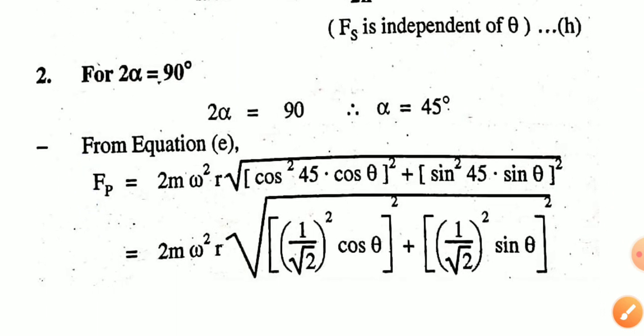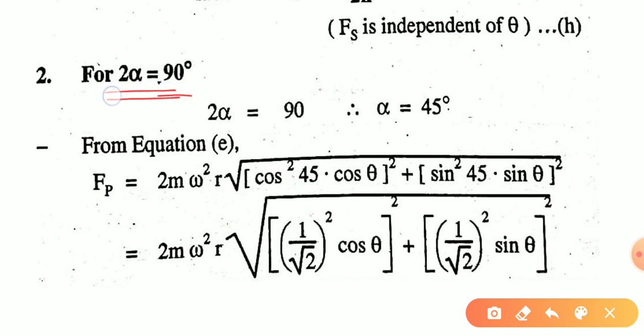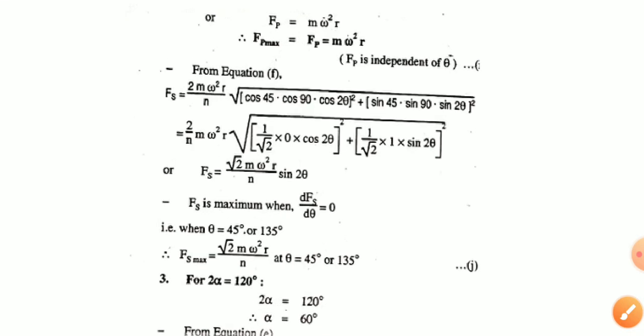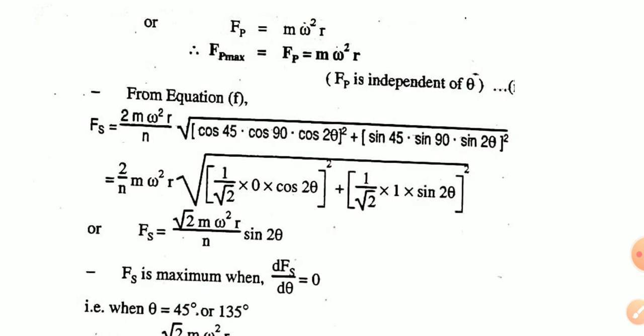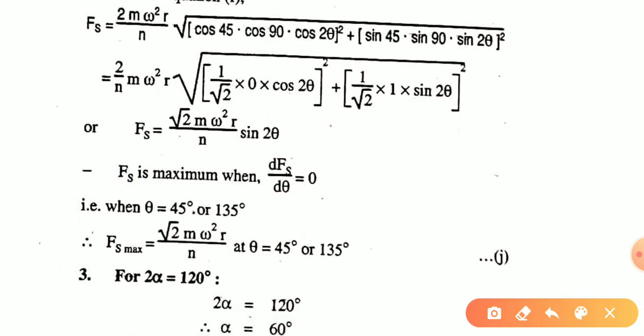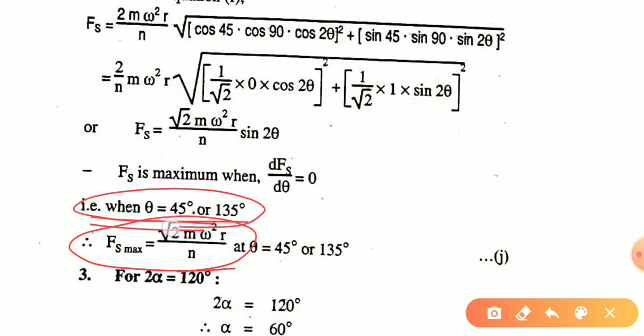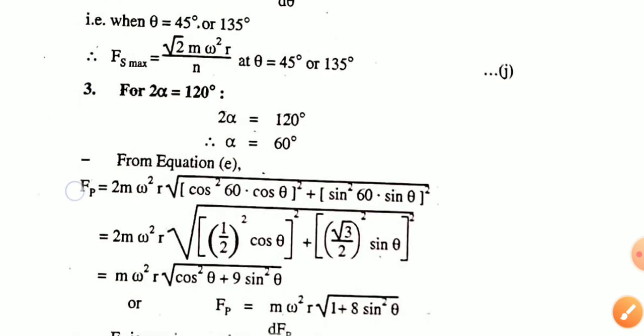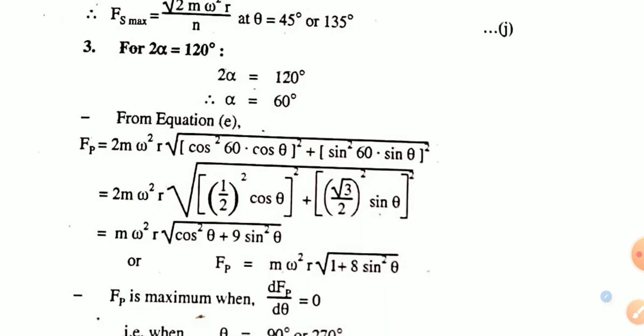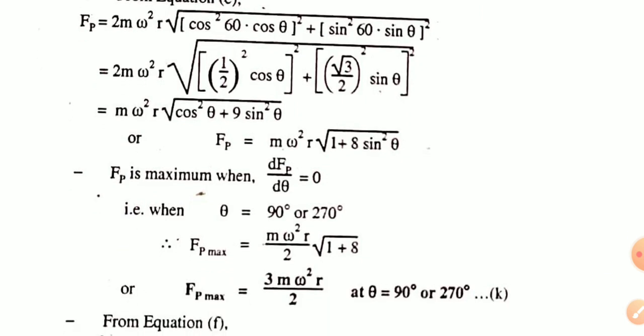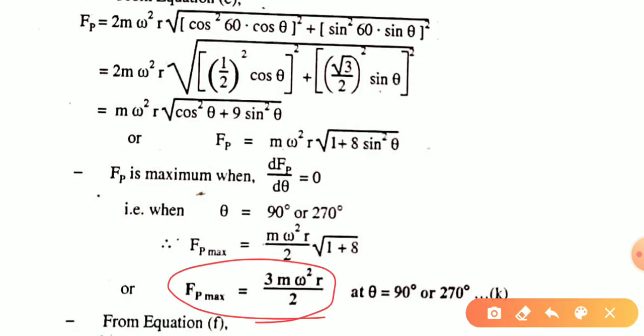Now let us discuss the case where the V angle is 90, which means the half angle alpha is 45. Same way we have to find the primary maximum force and secondary maximum force. Here is our primary maximum force, m omega square r, and same way the secondary maximum force we get when theta is equal to 45 or 135 degrees. Same way, the third angle is 2 alpha equal to 120, so alpha will be 60. We will get the primary unbalanced force as 3 m omega square r by 2 for theta equal to 90 or 270.